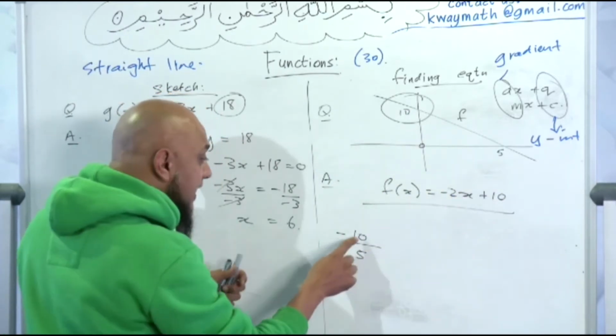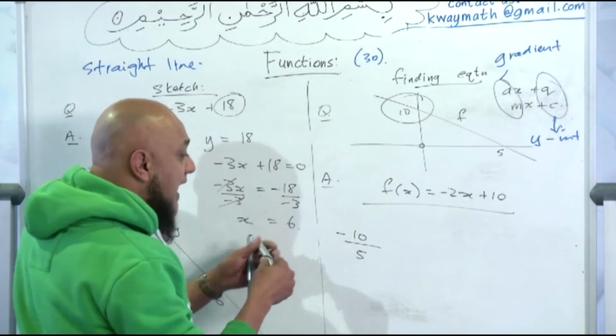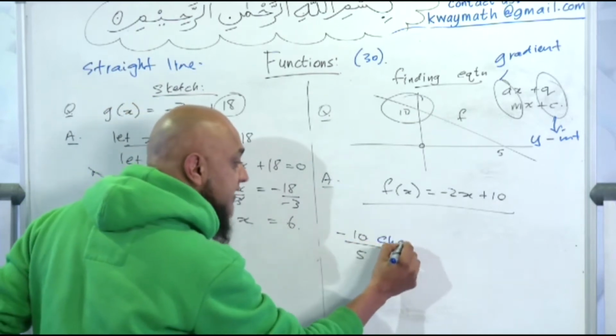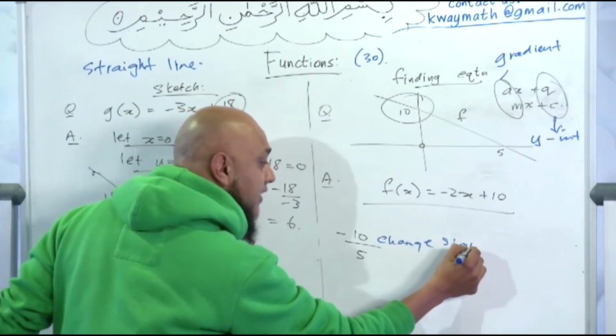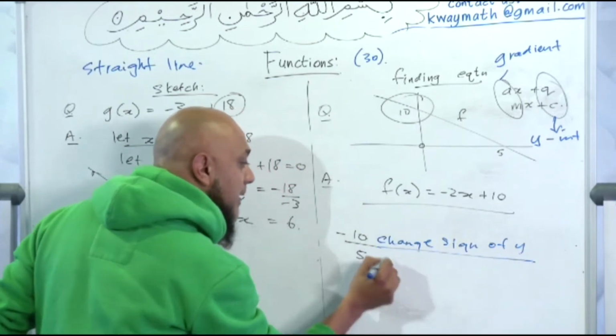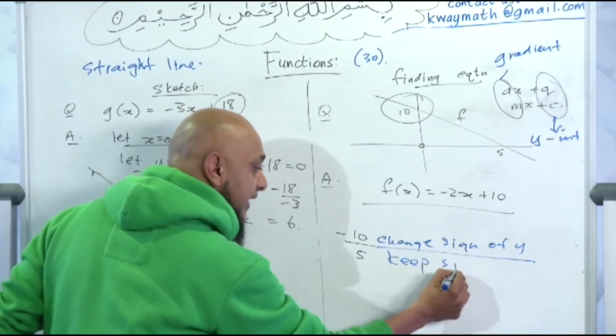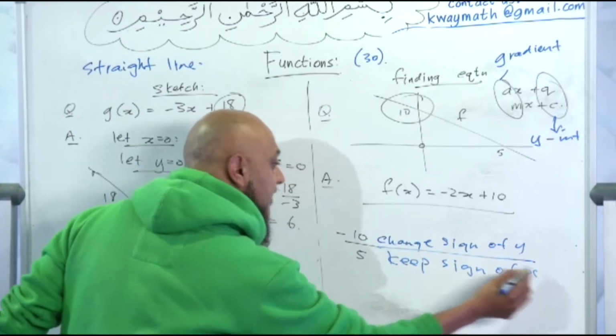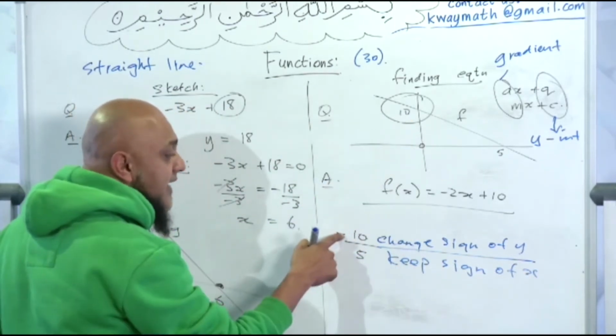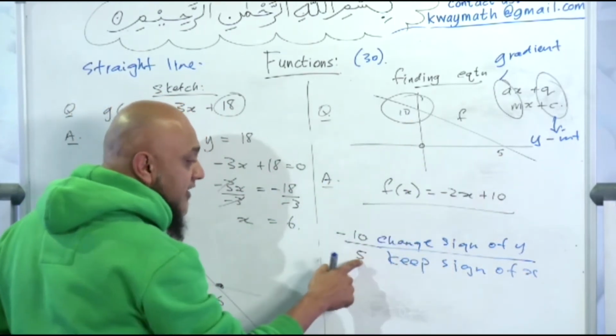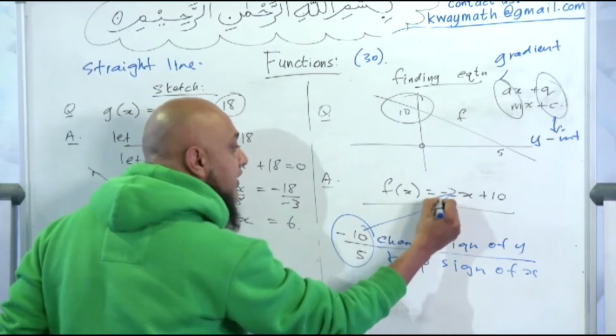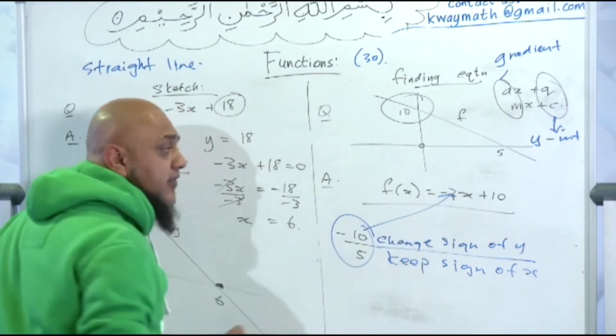And to get your m value, you change the sign of y. So here we go, we change the sign of y, divided by keep the sign of x. So there we go, plus 10 becomes minus 10. Plus 5 remains plus 5. And that will give you your m value. There we go, negative 10 over 5, negative 2.